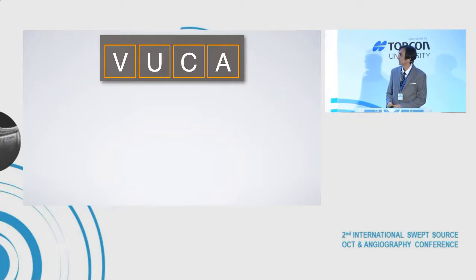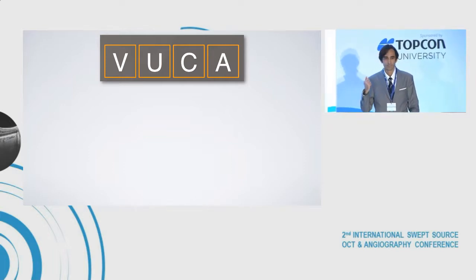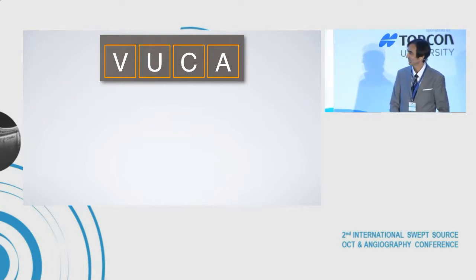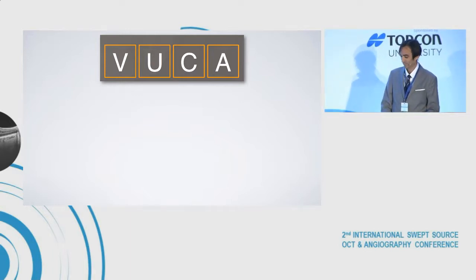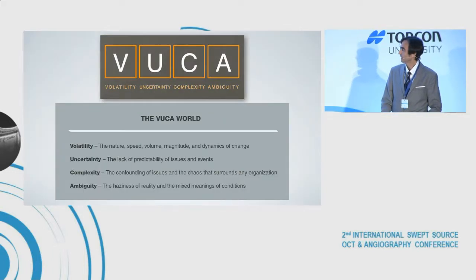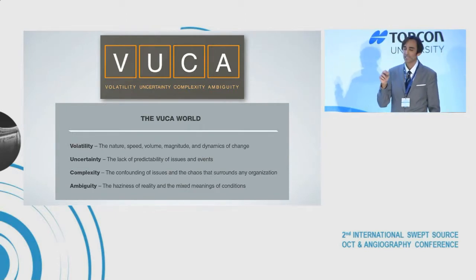Okay, now we're living in a VUCA world. Have you ever heard of it? It's important to know. Things are changing very fast. What does it mean? VUCA means volatile, uncertain, complex, and ambiguous. And that's the kind of world we have today.